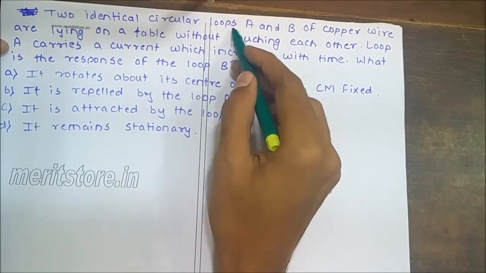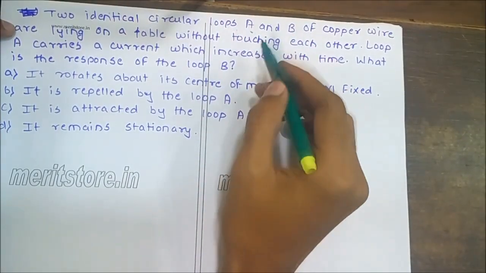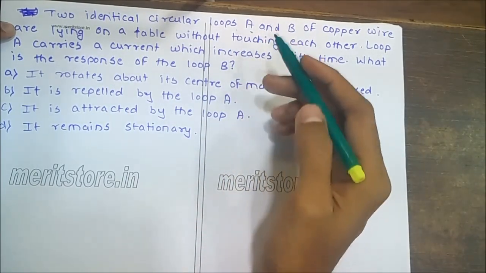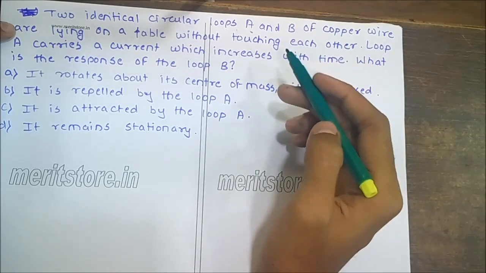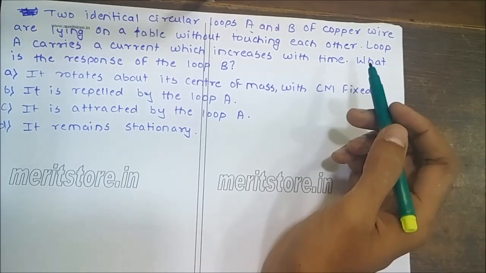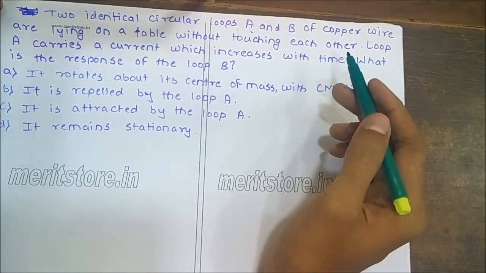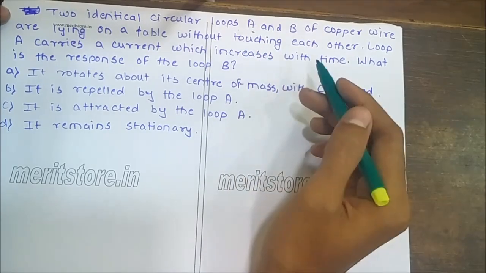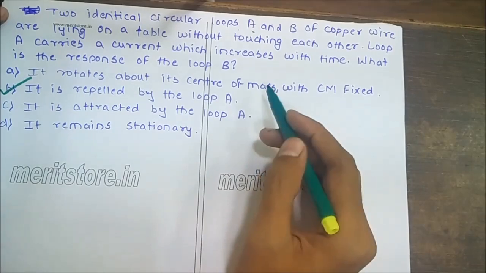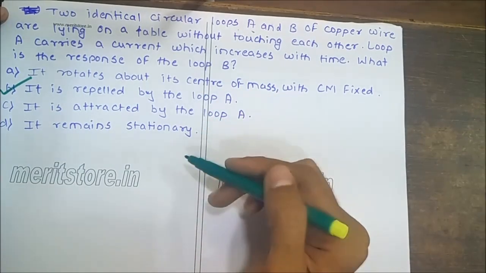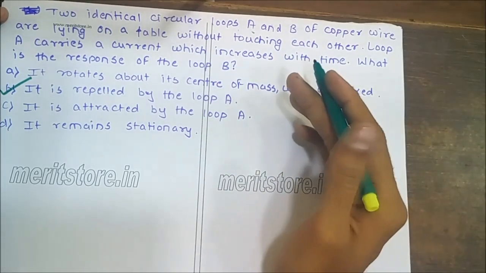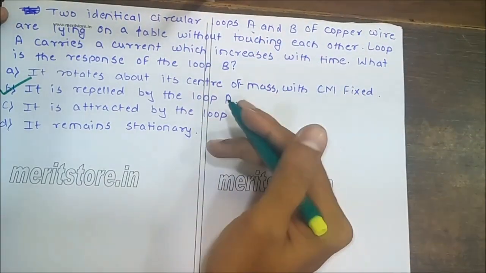So basically we have a loop A and a loop B, and the current in the loop A is increasing, as a result of which the magnetic flux in B will start increasing. The current will be induced inside B as well. So as per Lenz's law, B will start repelling A, and it is option B. It is repelled by A. It does not rotate, nor is it attracted, nor does it remain stationary. Because of the induced EMF inside B, B will repel loop A.